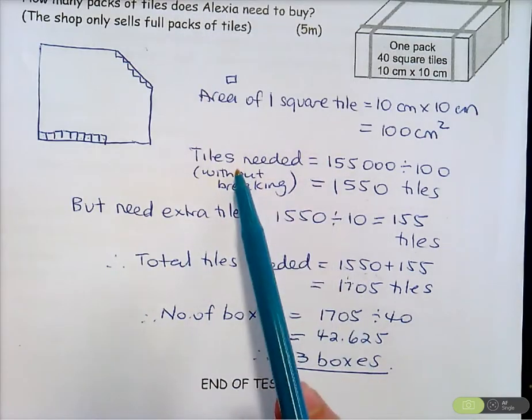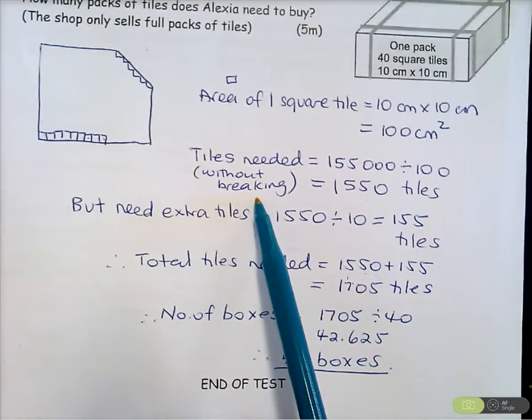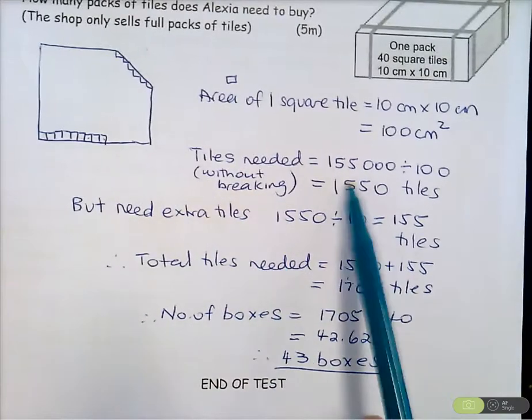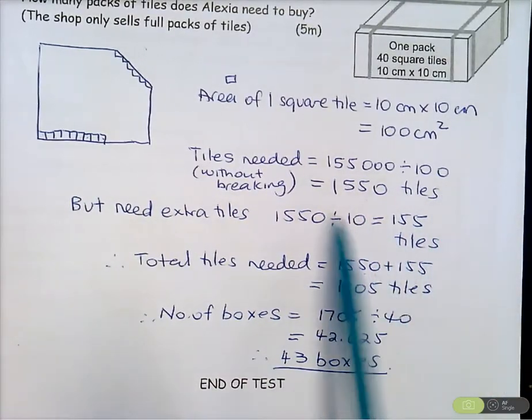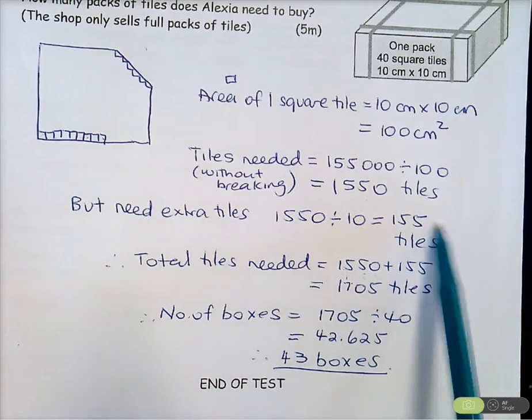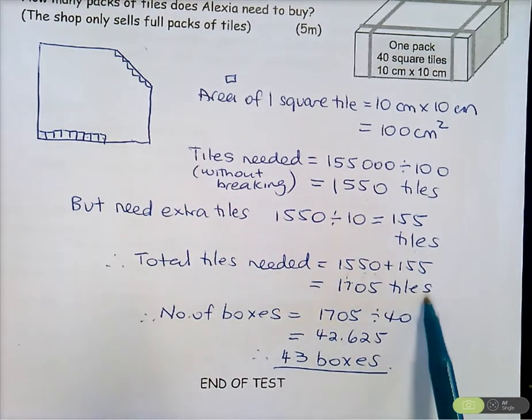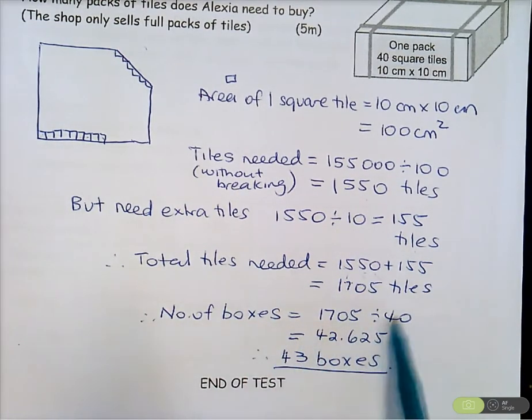Just back here, the tiles needed without any breakage or extras would be exactly that. So you need an extra 1 in 10. You need those extras. You need to add them together, divide by 40 tiles per box, and then round up.